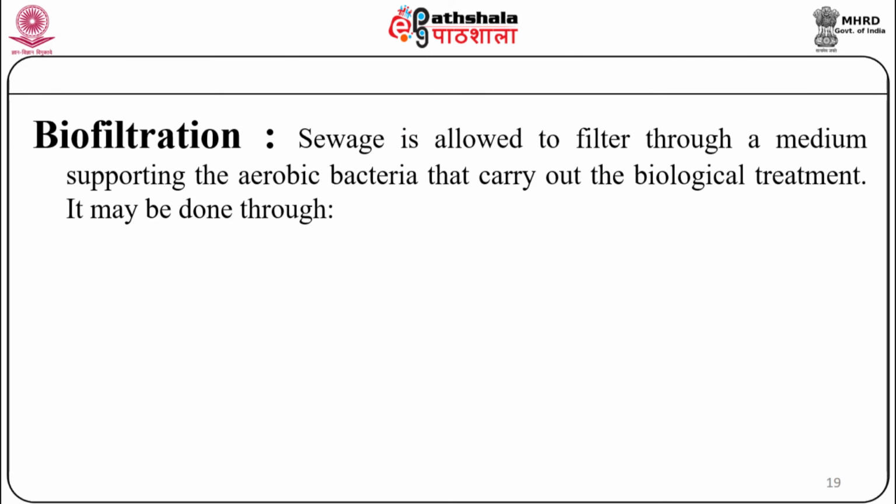So after passing through the 3 steps of primary treatment, the sewage undergoes secondary treatment. And the first method in secondary treatment is biofiltration. By that we mean that sewage is allowed to filter through a medium supporting the aerobic bacteria that carry out the biological treatment.